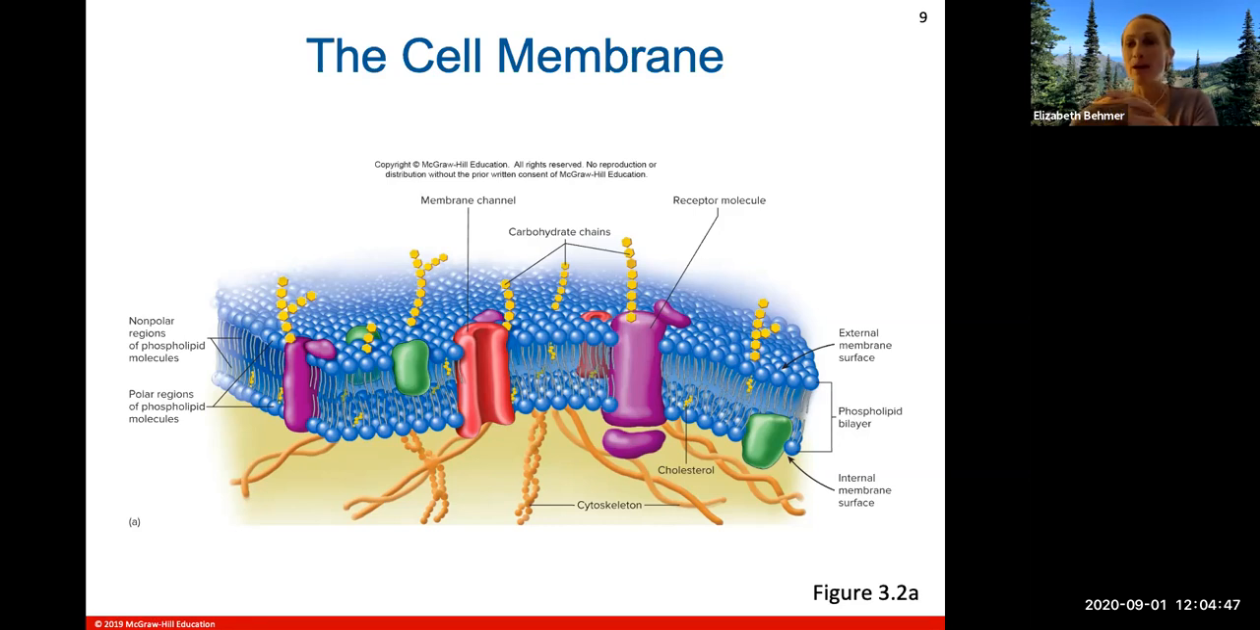Within this cell membrane, we call it fluid mosaic because there's a lot of different pieces in it. You see protein membrane channels, which allow things to go in and out of the cell. You see receptor molecules, which will bind to just things that the cell needs to recognize. There's carbohydrate chains, there's cholesterol embedded. So you'll see just different parts of the cell membrane. We call it fluid mosaic because there's a lot of different pieces and they're in constant motion.